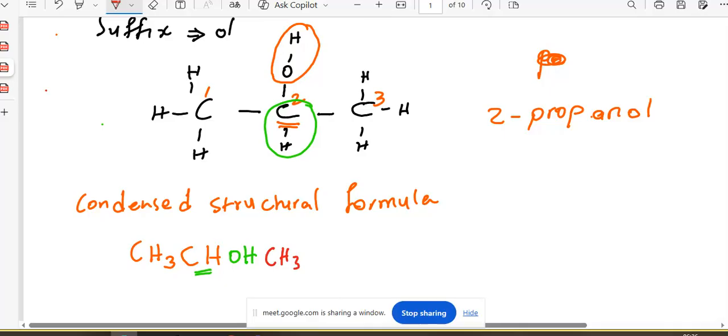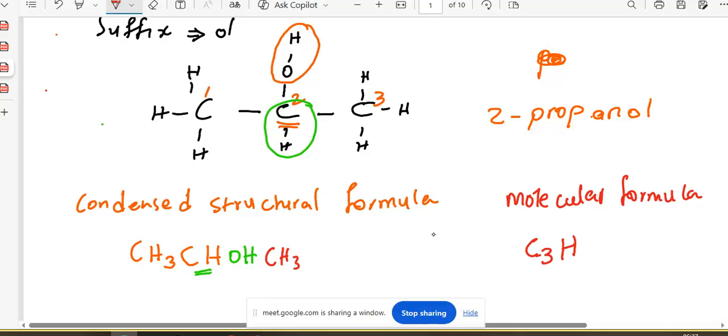Now most of the time you'll be required to write the molecular formula. If they ask you for the molecular formula, do you know what will be the molecular formula of the structure? CH3CH. It's C, how many carbons do we have? 3. Therefore, you're going to say H. You count the hydrogens that you have. How many hydrogens do you have?